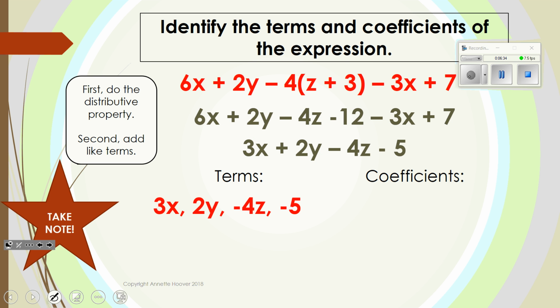For the coefficients, I have 4 terms. One of them does not have a variable. So the coefficients would be the numbers in front of the terms with variables. So I have 3, 2, and negative 4. Again, it doesn't matter if you list them in the correct order, as long as they're all listed.